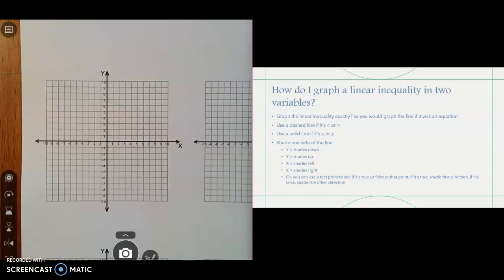So the other option that I'm going to mostly show you is using a test point, because that will always work no matter what format you're in. So a test point is where you pick a point off of the line, and you just see, is it true or false for that one point? If it's true, then you shade that direction. And if it's false, you just shade the other side. Okay, so let's try a few of these.